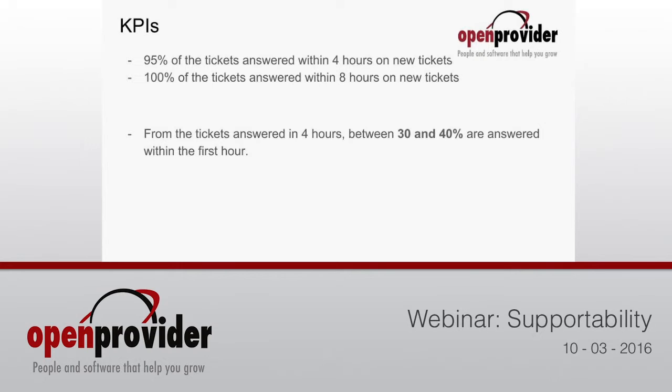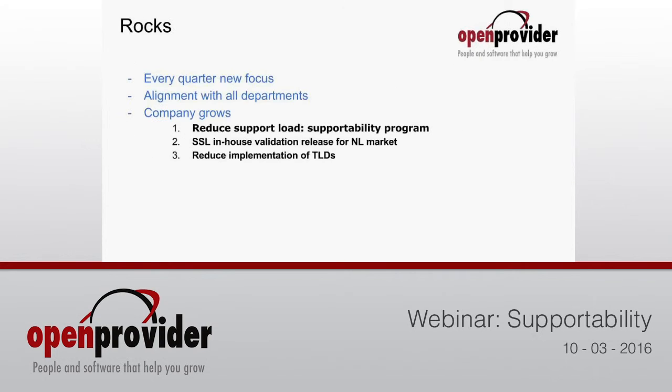So now that you see how we work, we can take a deeper look into the rocks for this quarter. These are the current rocks. Rock number 1, reduce support load. I think you already have an idea from the examples that I gave you. Martin will also show you some things that we have improved.